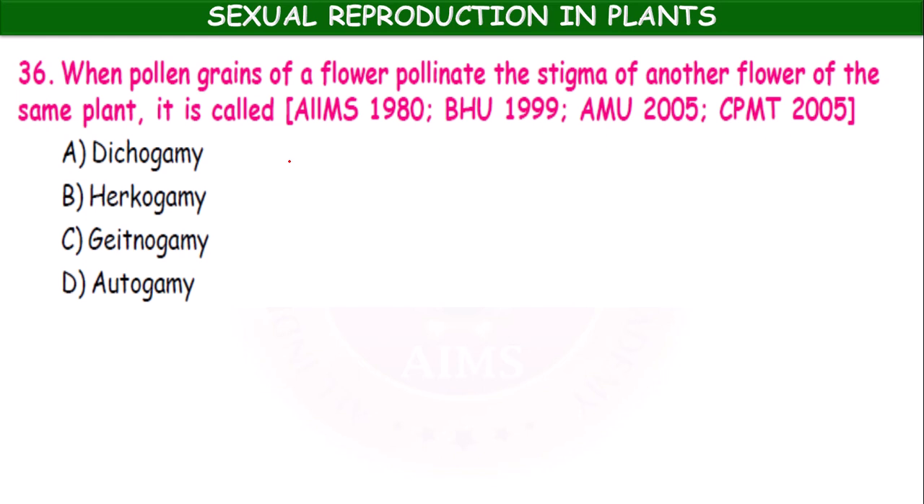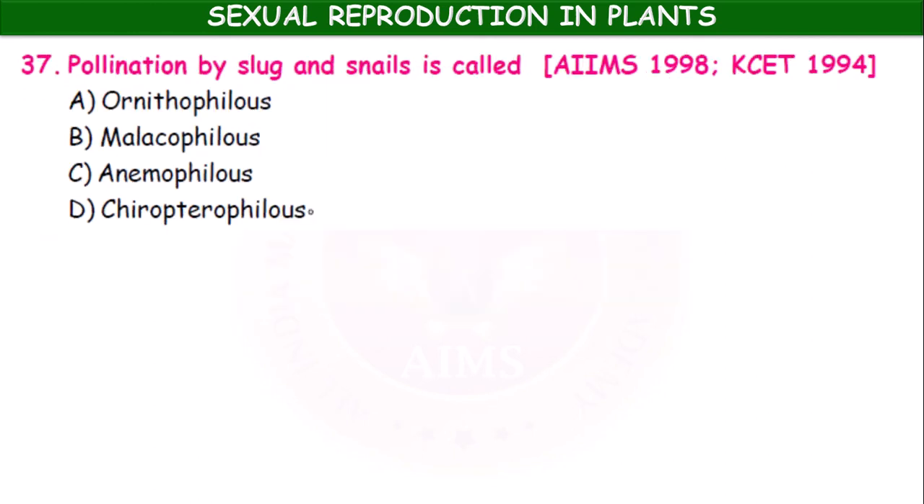When pollen grains of a flower pollinate the stigma of another flower of the same plant, it is called dichogamy, hercogamy, nitogamy, autogamy. Stigma of another flower, it is called nitogamy. That is cross pollination.